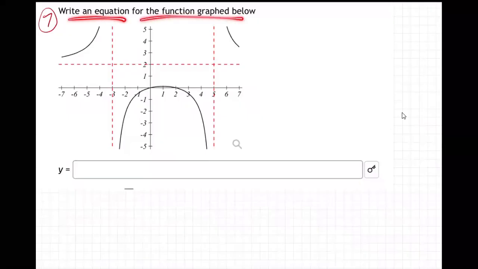Okay, write an equation for the function graphed below. So this is tricky. We want to go from the graph back to the equation. They give us the graph, and we need to find the equation. How do you do that? That seems like kind of a wild thing to be able to do. Well, it's in the notes.